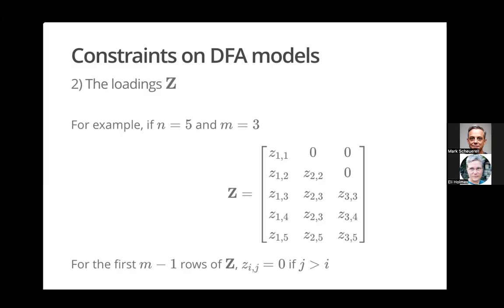So the rule is for the first M minus 1 rows, so M is 3, so that's for the first 2 rows, row 1, row 2, set Zij equal to 0 if j is greater than i. So here j is 2, i is 1, yep. j is 3, i is 1, yep. j is 3, i is 2, yep. None of the rest of these fit that rule, so the rest of them just get parameters to be estimated.